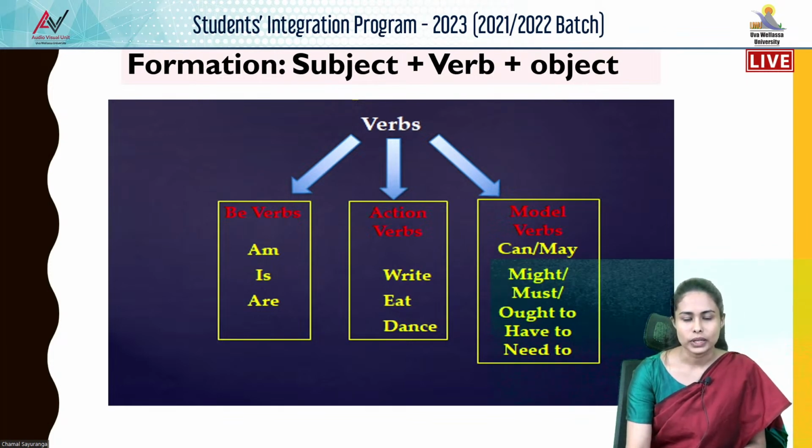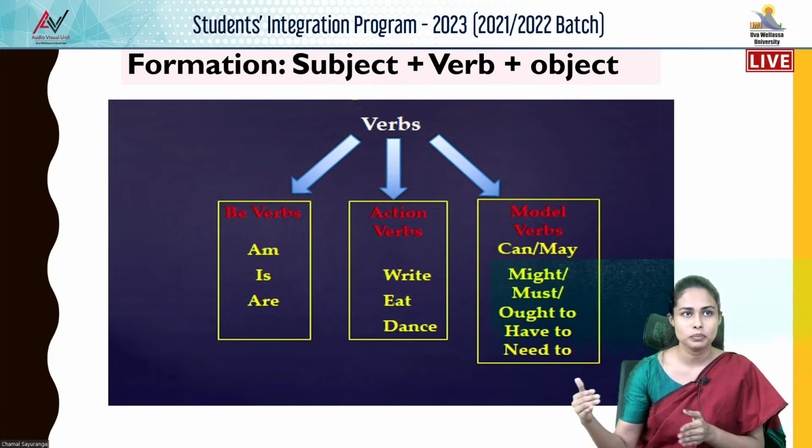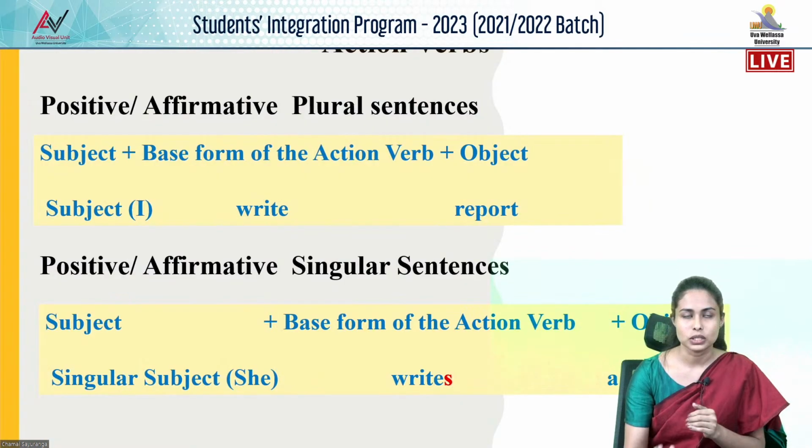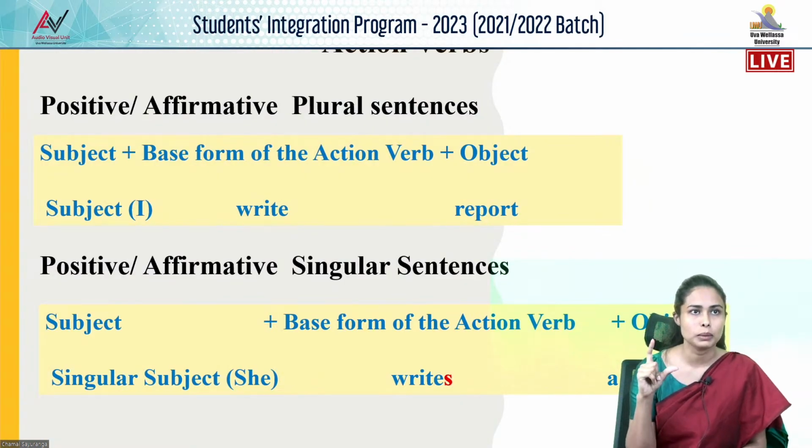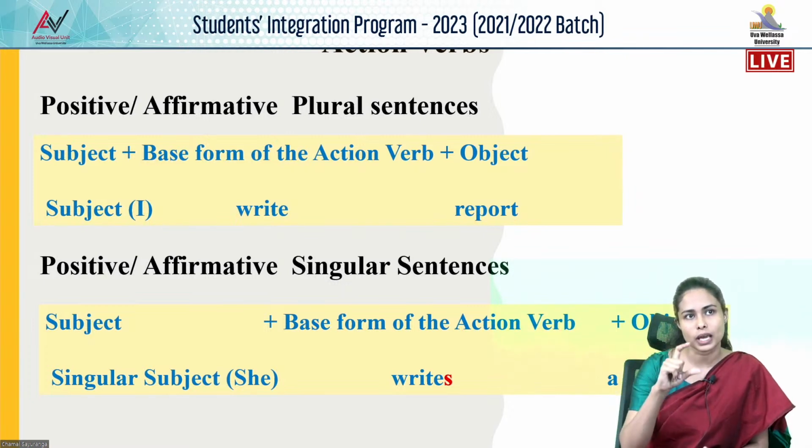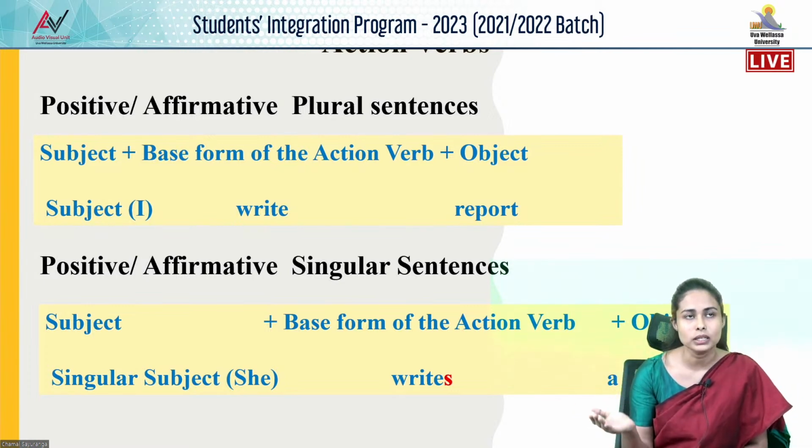Then action verbs. Now hereafter, I'm going to move on with the action verbs. When it comes to action verbs in present simple tense, there is something important that you have to remember. Some of you may have already learned that and some of you may not, but it's better to revise and brush up our knowledge. So the action verbs, positive, affirmative, plural sentences. As we looked at on the previous slide, the structure of plural affirmative or positive sentences is subject plus base form of the action verb plus object. That means, subject I write reports. I write reports, right? This is a positive or affirmative plural sentence. When the subject is plural, you can keep the base form, the action verb itself, as it is and tell you the rest of the sentence.